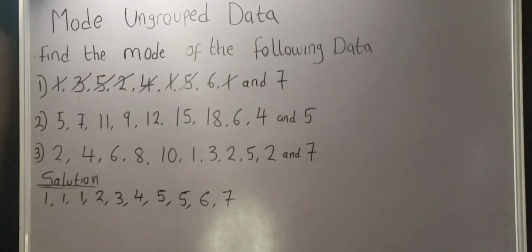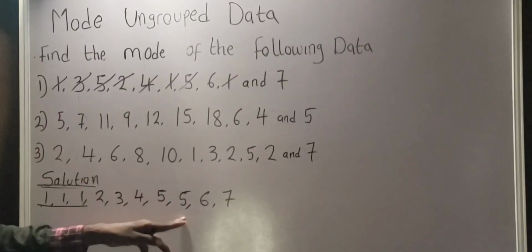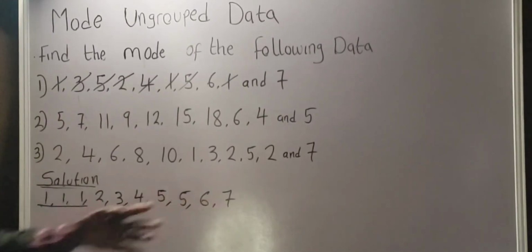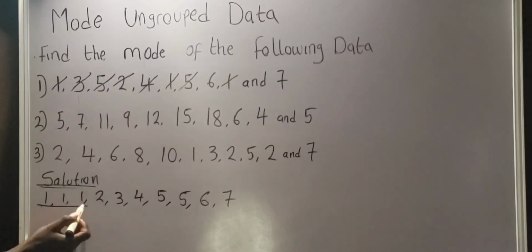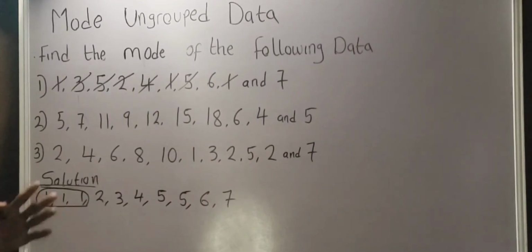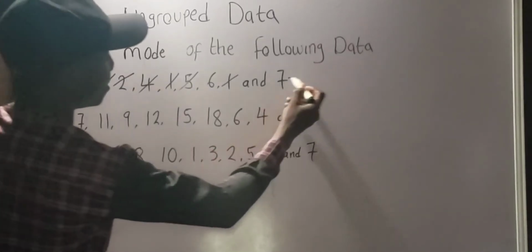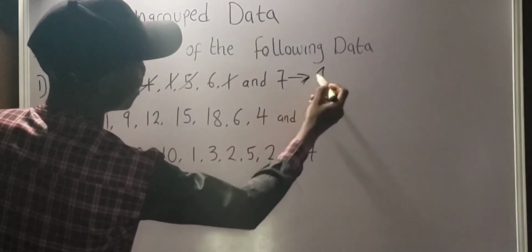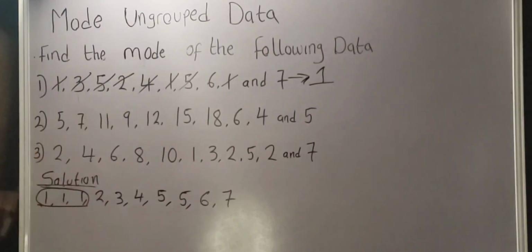So don't forget that mode is the most occurring number among our data set. The number that has the highest occurring value. Are you getting what I'm saying? That is the mode. As you can see here, we have 1 occurring 3 times, and 2 occurs only a single time, 3 occurs 1 time, 4 1 time, 5 occurs 2 times, 6 and 7 occur 1 time. So the mode of this data is 1 because 1 is the most occurring number. You understand what I'm saying? So the mode is 1.